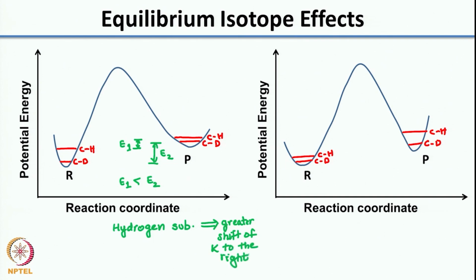Now, let us look at the second case. Now, in the second case, if I were to compare the energy difference, again for CH it is E1 and for CD it is E2. Now, in this case E2 is less than E1. So, the energy for CD is less than CH. So, the deuterated compound would show a greater shift to the right.